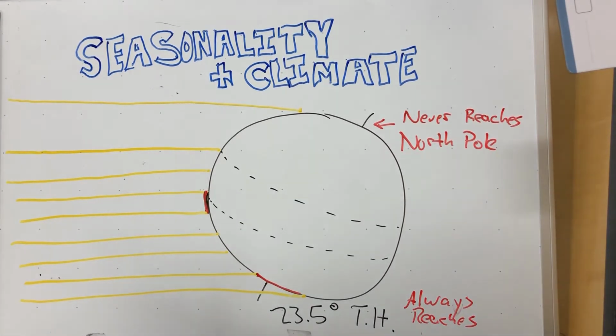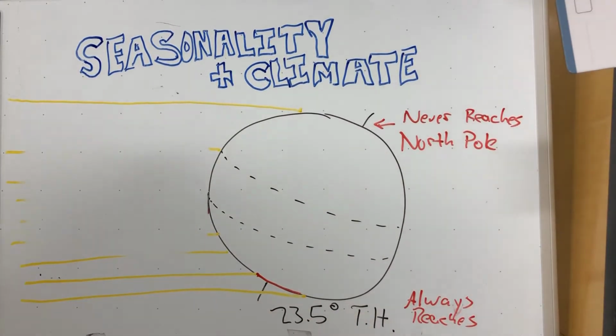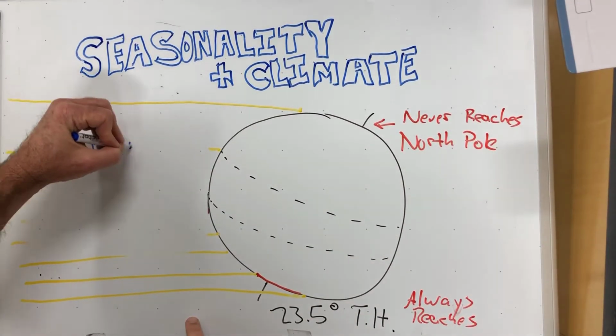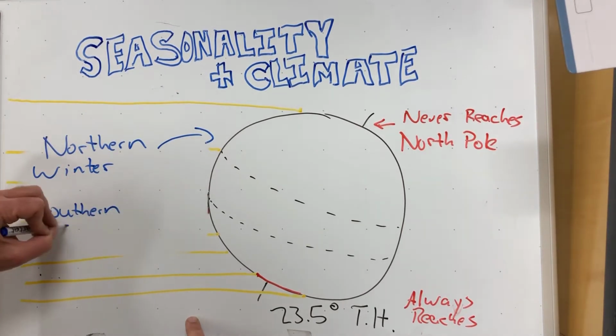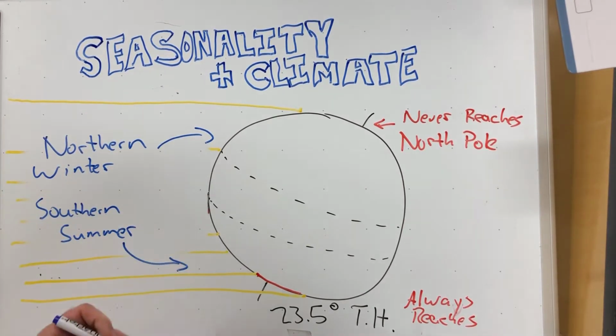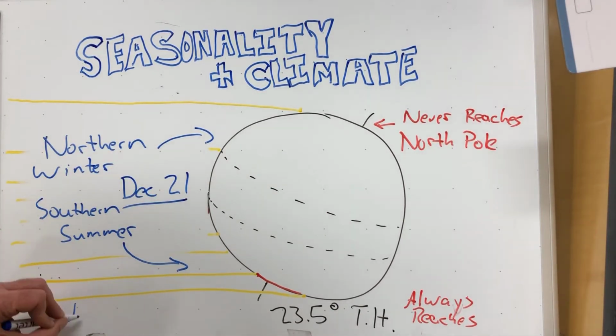We would call this time of the year the winter solstice, and this would be December 21st. And it would only be the winter in the northern hemisphere, because in the southern hemisphere it would be the summer. So our winter solstice is the southern hemisphere's summer solstice.